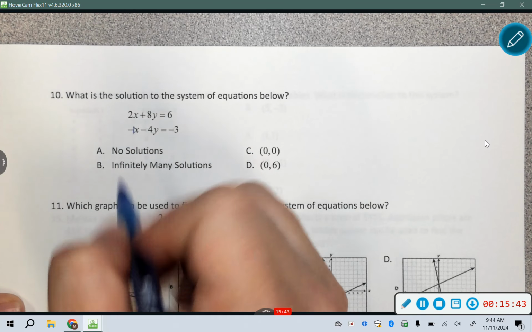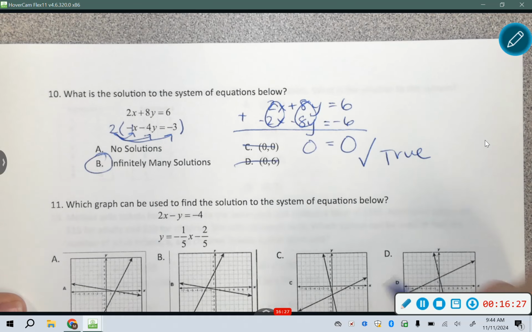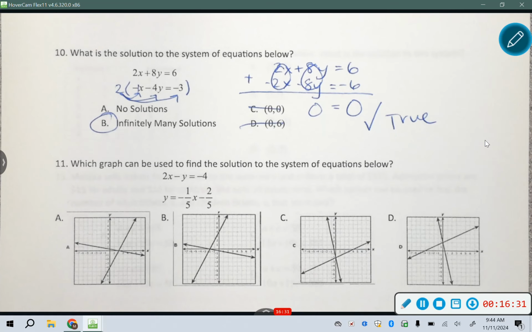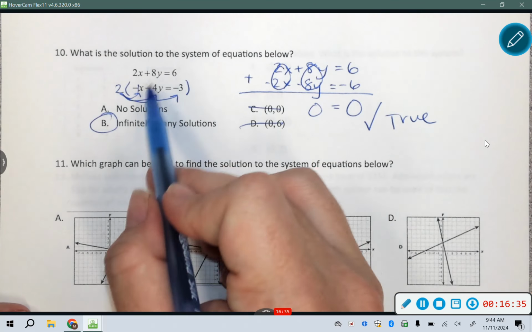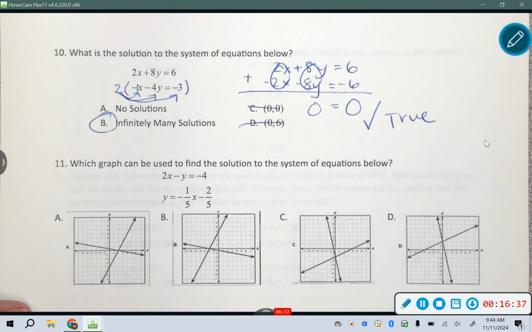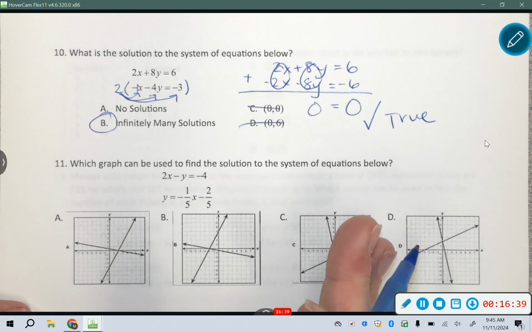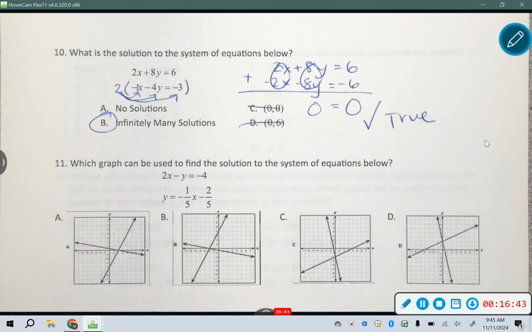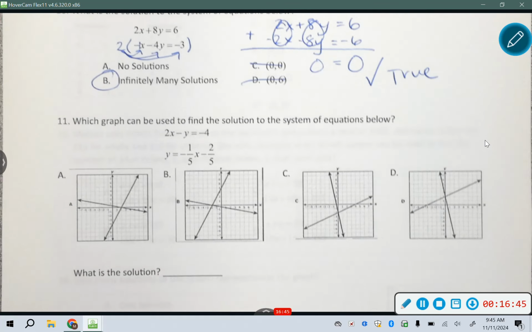So I know it's a special case. It's not going to have a solution like that. So 0 equals 0 is true. So it's going to be infinitely many solutions. Now, if it was 0 equals 12, it would be no solution. So remember, true is infinite solutions, false is no solution. Now, if you would rather solve for y on these and type it in your calculator, you would get the single line. So it would look like the same line right on top of each other, and that's why you would know that it's infinitely many solutions.